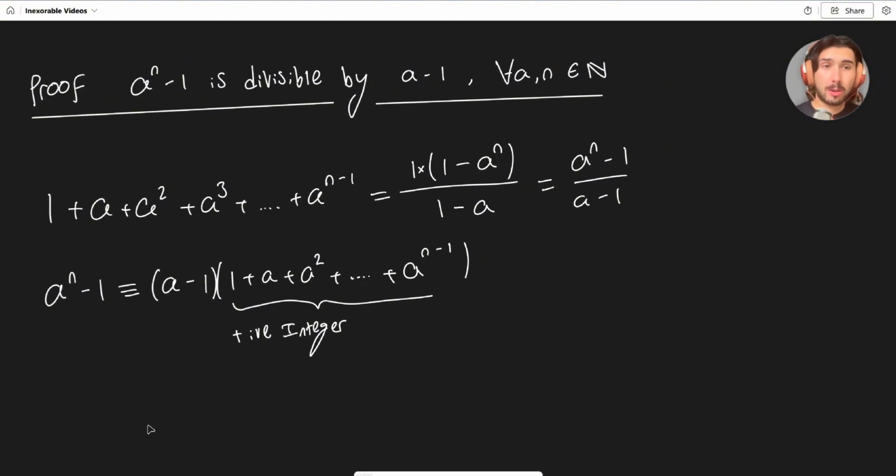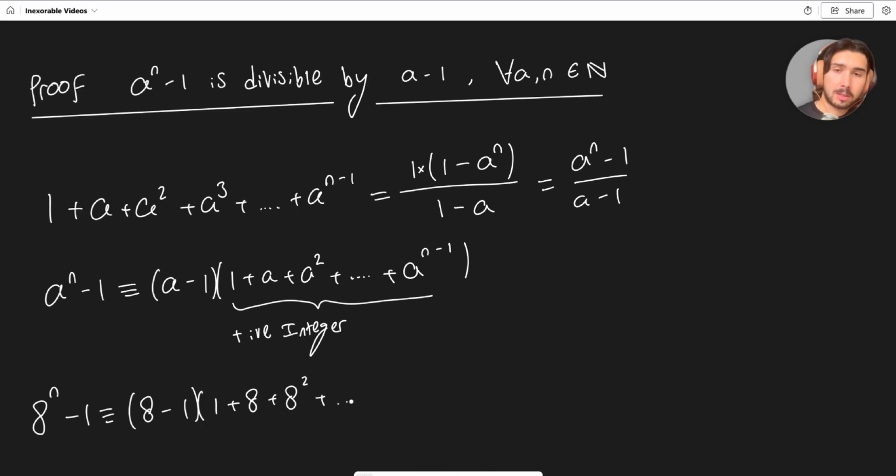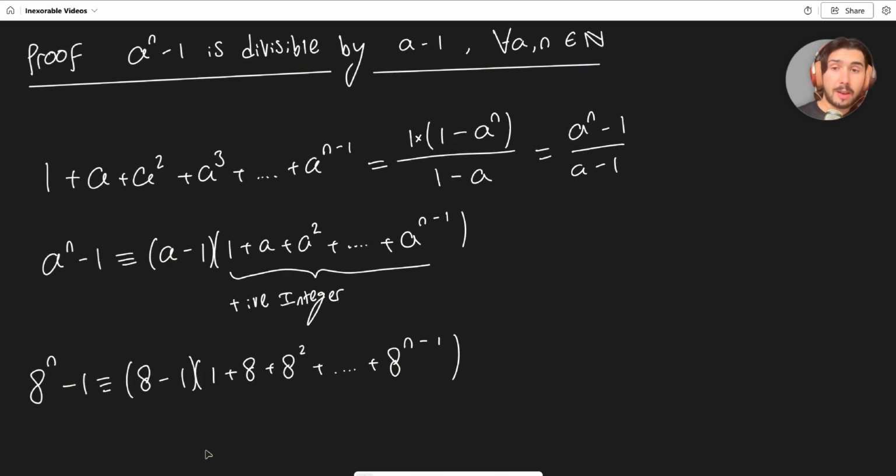So just to give you a numerical example of this, imagine that we did have 8 to the power of n minus 1. This can just be rewritten as 8 minus 1 times 1 plus 8 plus 8 squared plus so on and so forth, up to 8 to the power of n minus 1. And obviously 8 minus 1 is the number 7, so it's clearly divisible by 7, because again, this big bracket here is a natural number, or a positive integer. And that's literally all there is to it.